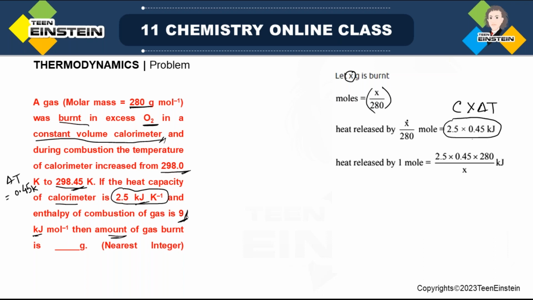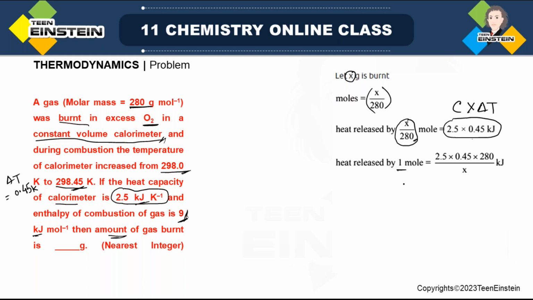Now if it is the heat released by x divided by 280 moles, then the heat released by only 1 mole, the 280 will come to the right hand side. So now it is 2.5 multiplied by 0.45 into 280, and x will come in the denominator. Okay, so this is the heat released by 1 mole.